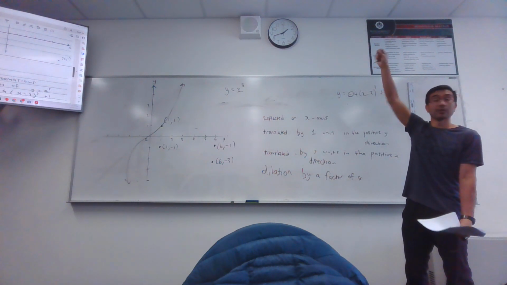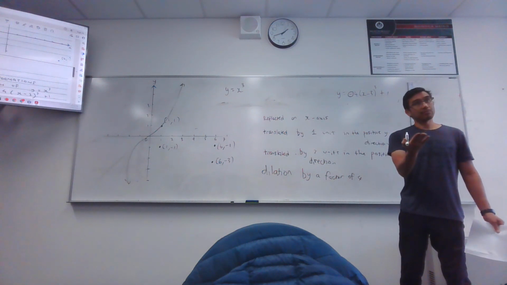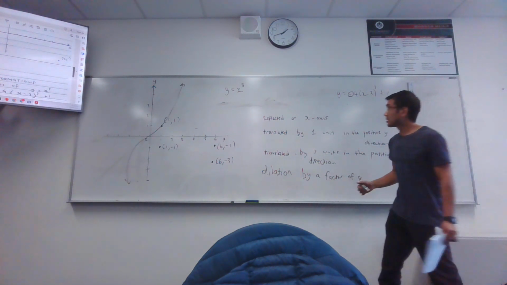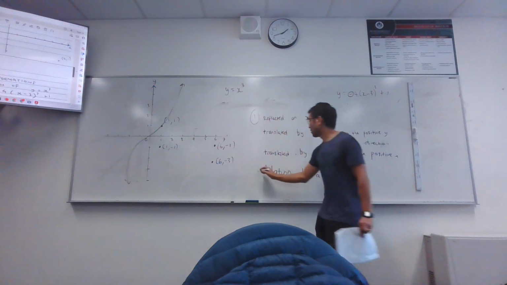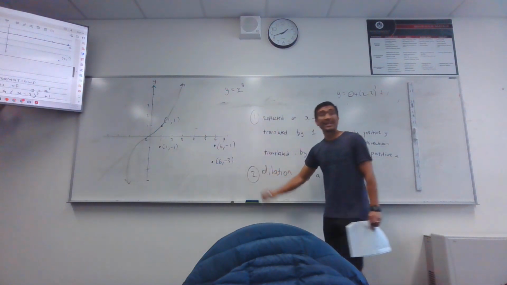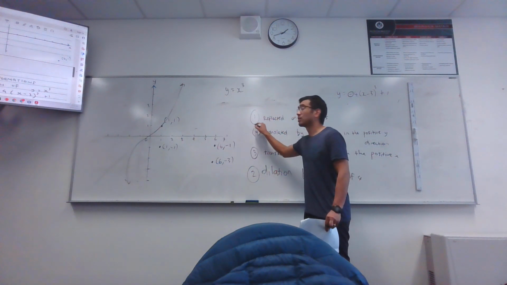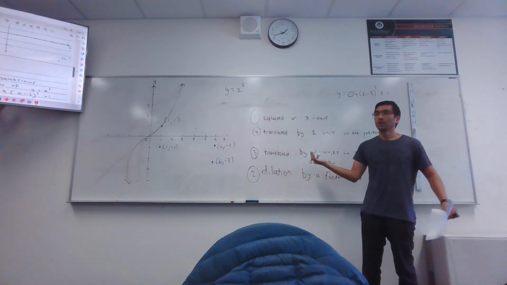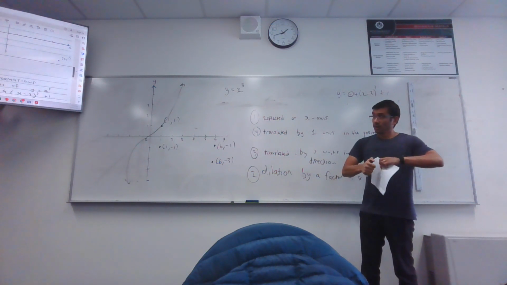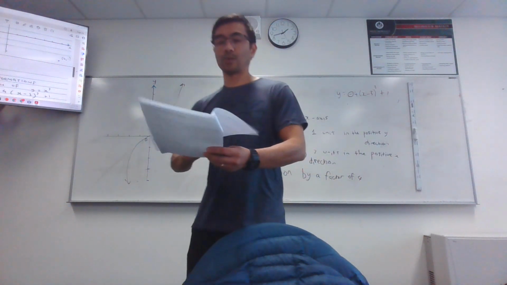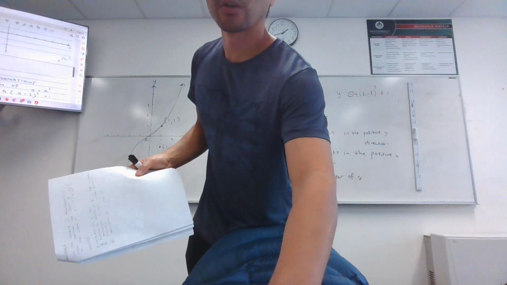We're stretching it. Okay. Now, usually the order, it's best to write down your reflections first, then write down your dilations second, and any translations, usually the x before the y, in that order. They like order. Okay? We're done. Any questions?